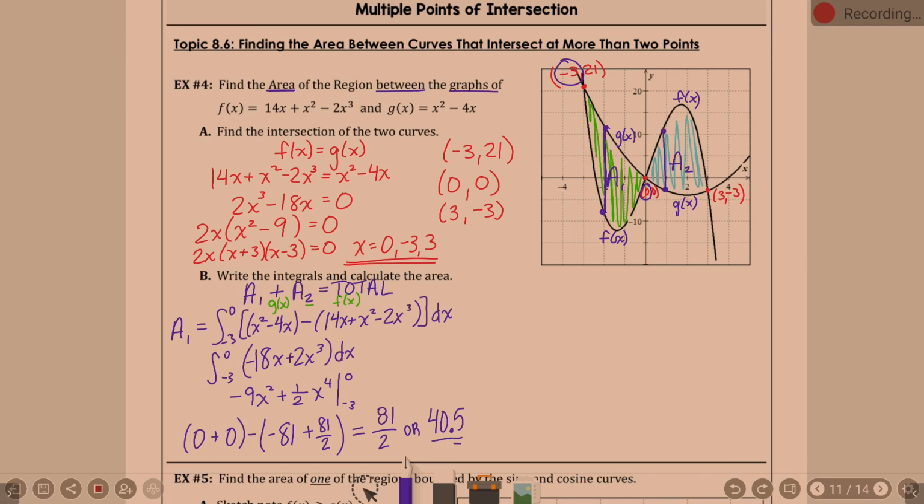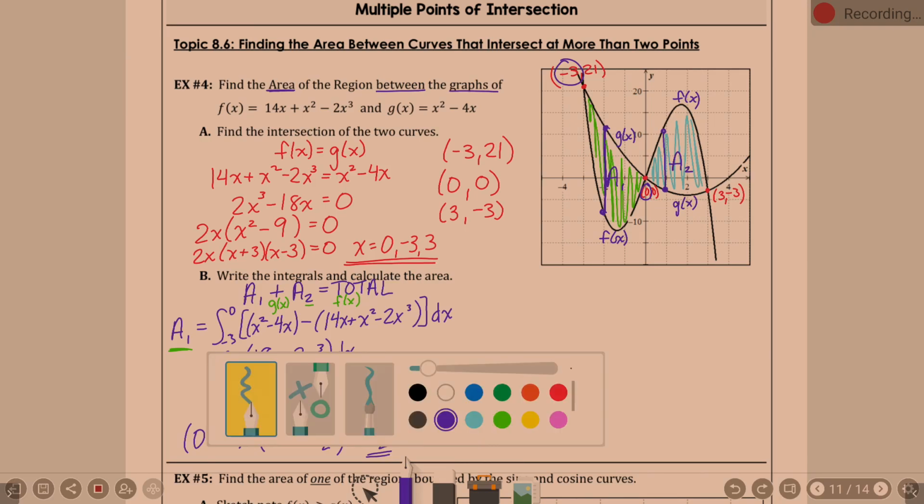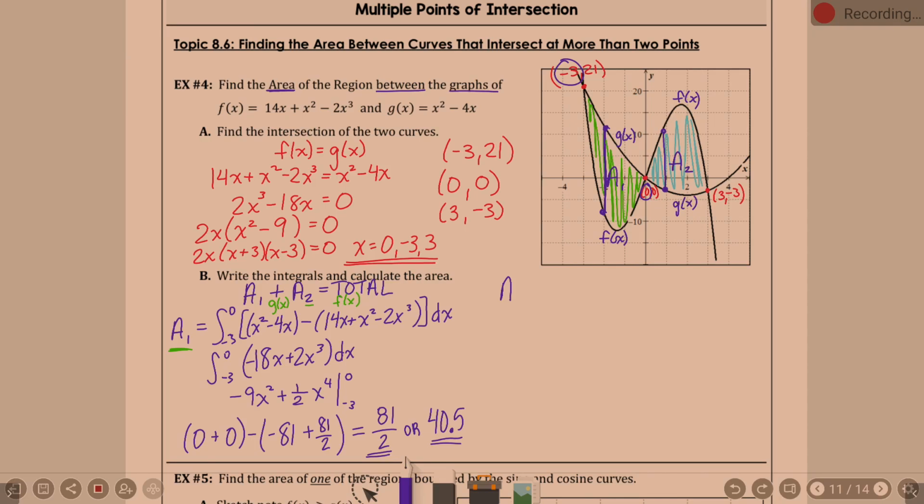Now, folks, that was area 1. We got to do the other one too. We got to do area 2. How are we going to do area 2? Flip it. F of x minus g of x. Okay, f of x minus g of x, it is being flipped. So now, 14x plus x squared minus 2x cubed minus x squared minus 4x dx.